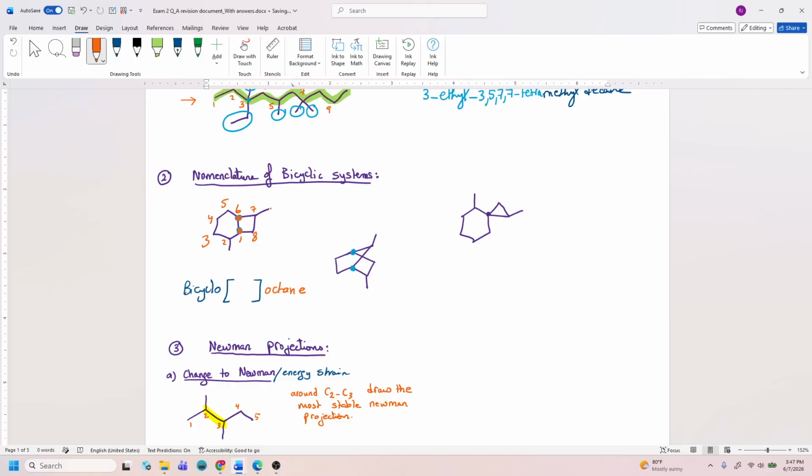And then bicyclo, I open the brackets. In the brackets, I need to include the number of the carbons on each side of these two connected carbons. So on this side, I have 1, 2, 3, 4 carbons. You list those numbers from the highest to the lowest. Comma. On this side over here, I have 2 carbons, so this is a 2. And then, this is very important, you need to have 3 numbers in there.